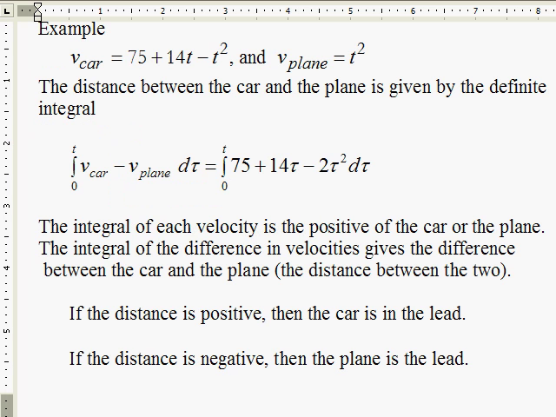Okay, here's an example of a hypothetical race between a car and a plane. Let's say the car's velocity is given by this expression. Here's the velocity for the plane. Now I want the distance between the car and the plane. I will take the definite integral from 0 to t, t being any time, of the difference of the velocities.